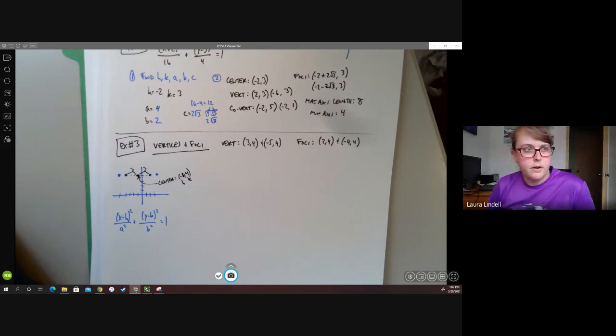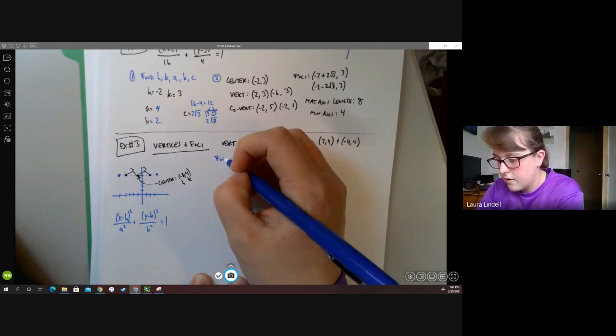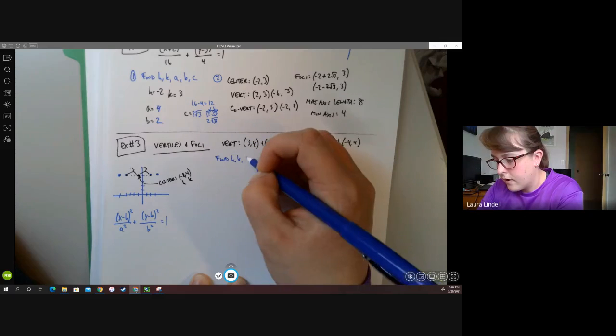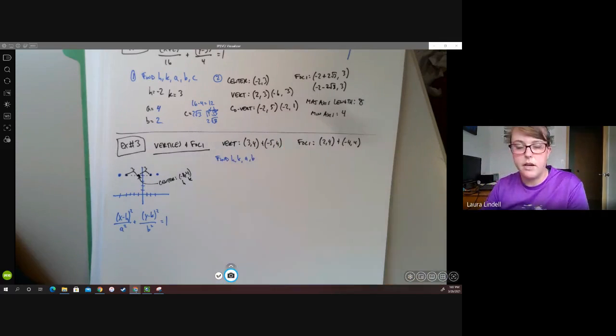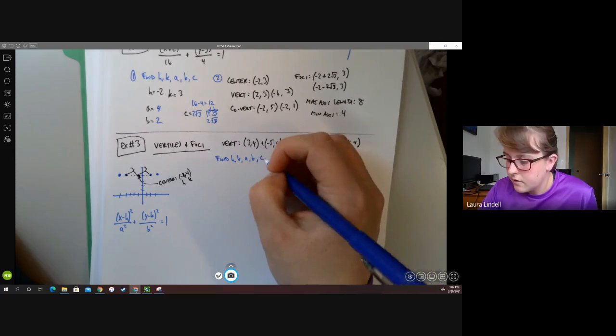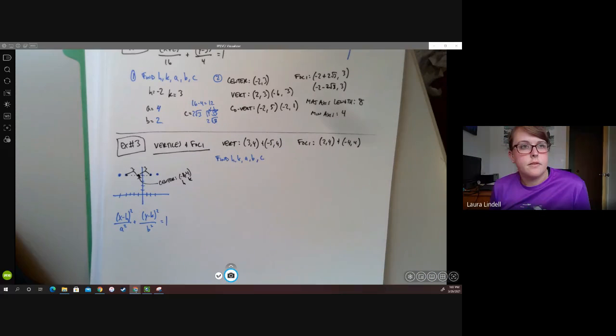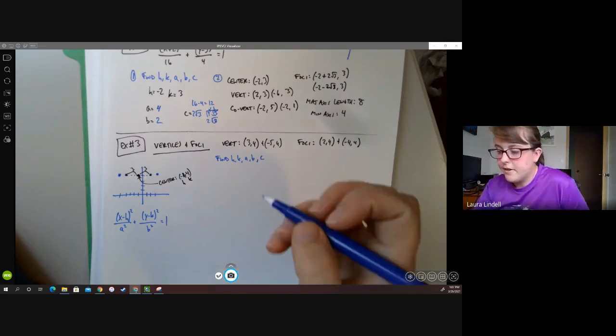So that's the first part. We found h and k. And the things we are looking to find here, h, k, a, and b, because we need all of those in order to figure out the graph. We'll also need to figure out what c is, because in order to find b, we need c. But anyway, we found h and k.